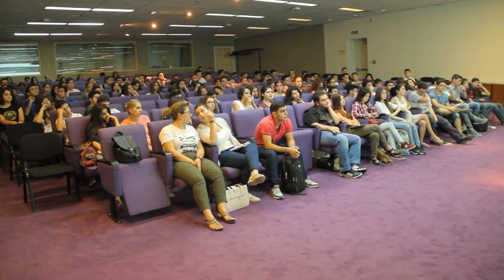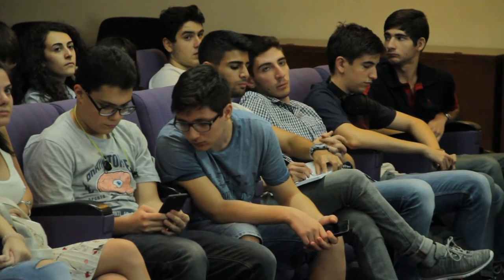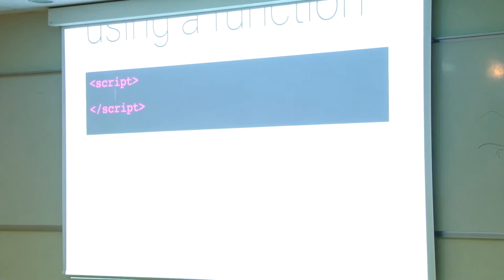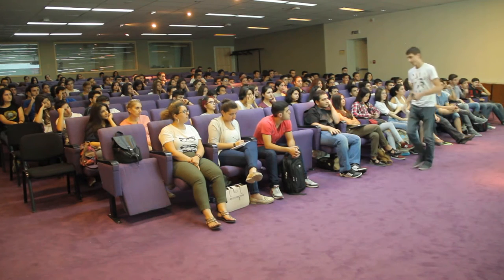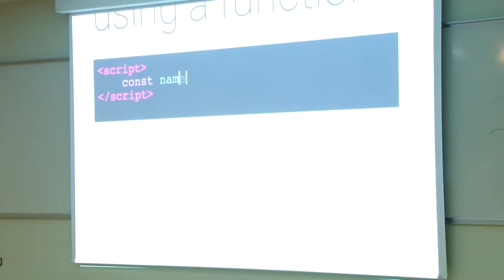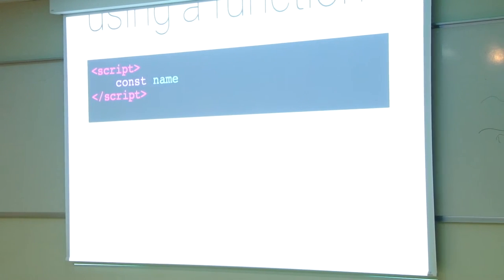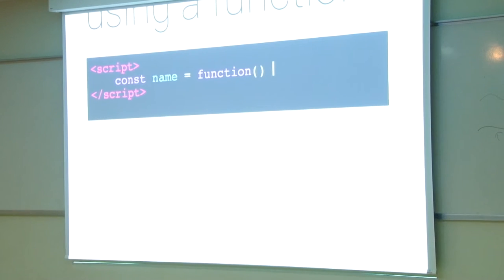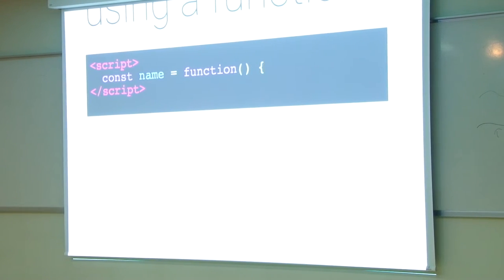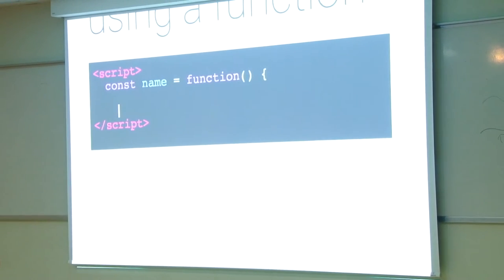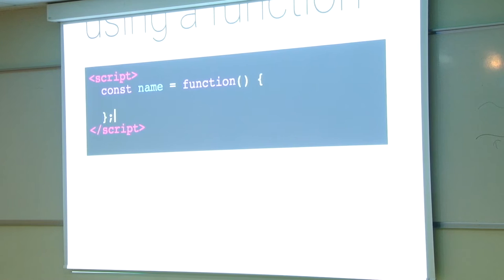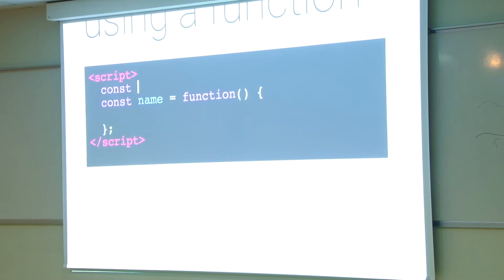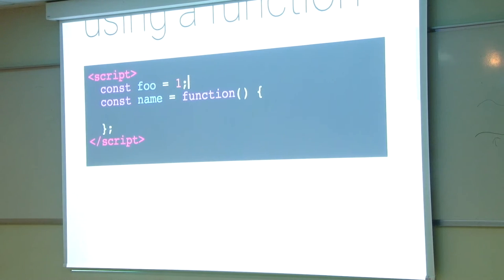Can everyone see the code? Big? Good. All right, so let's create a variable and put inside of it a function. Talk to me. The name of the function, so name, fine. Then what? Curly braces. And what does that mean? Right, that's the start of the function. And then? The end of the function. Semicolon. Good. And again, the semicolon follows the same convention, right? Const foo 1, semicolon. Same idea.